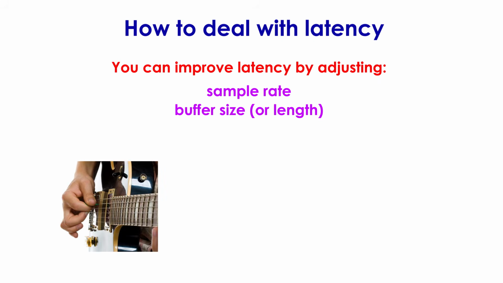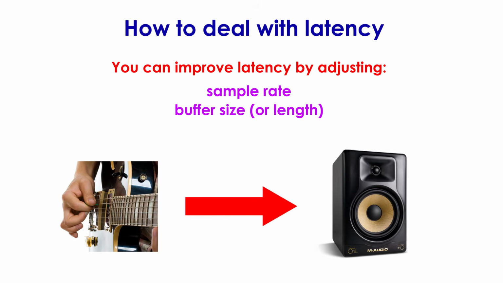Latency is the delay between when you play a note on your guitar and when you hear that note on your speakers. The lower the latency, the better. High latency makes it difficult, if not impossible, to record your parts in time with the rest of your song. There are two main ways you can lower latency. You can lower the buffer size and you can increase the sample rate.